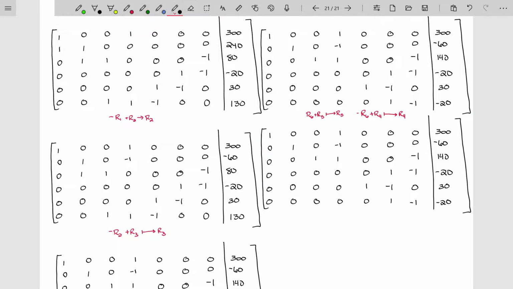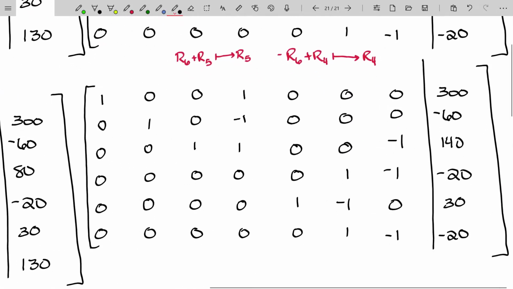All right, I'm going to zoom in here and we'll take row 6, add it to row 5. So 0 plus 0, 0 plus 0, 0 plus 0, 0 plus 0, 0 plus 1, 1 plus a negative 1, negative 1 plus 0, negative 20 plus 30. There you go. And then let's see, opposite of row 6, add it to row 4 becomes the new row 4. So opposite of row 6, 0 plus 0, that's gone.